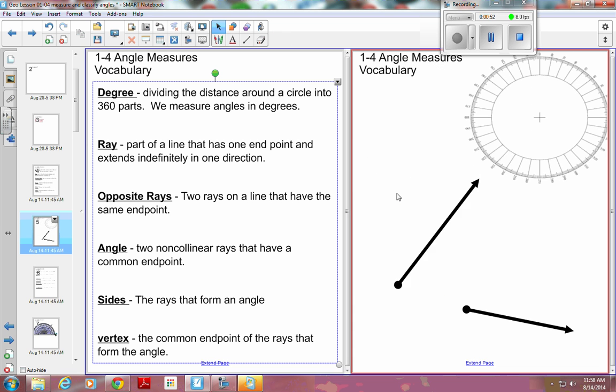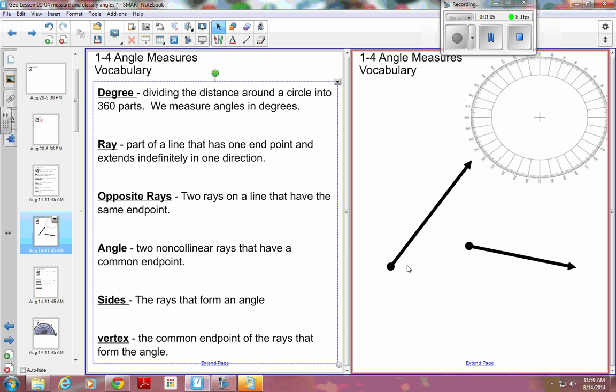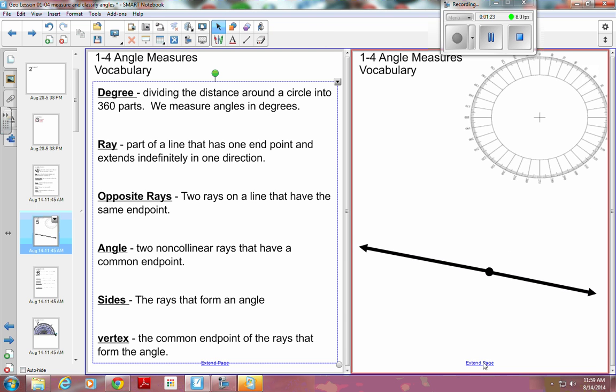So ray, here's a ray. It's got an endpoint. It's got an arrow. It goes on forever in one direction. So that's a ray. Opposite rays. If we take this ray here and this ray over here, and we put them on top of each other, and then I make them go in a line, there we go. We have opposite rays. They form a line. They have a common endpoint, and they go on forever in both directions. So that's what opposite rays just means. The two rays together have the same endpoint and make up a line.